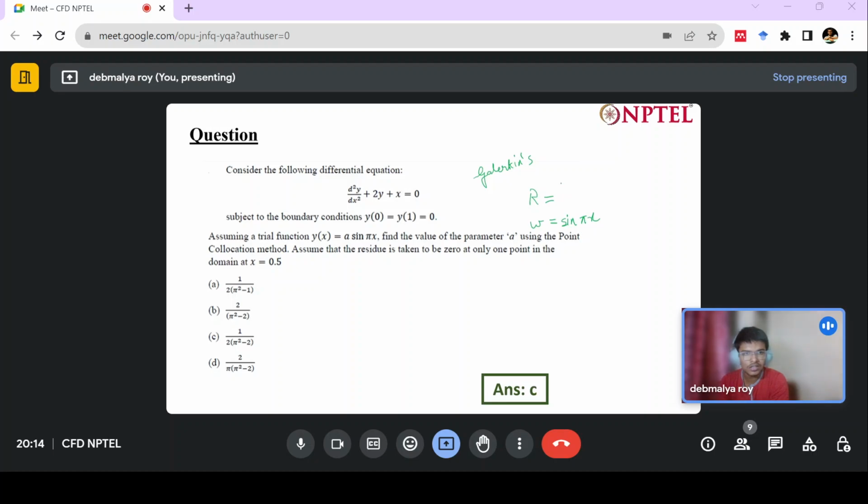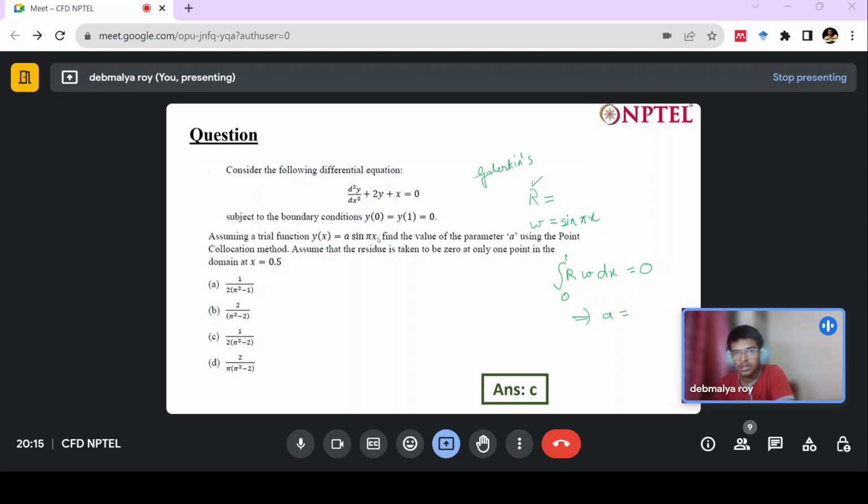So sine pi x is there, this r is there. So simply we will do r into this w dx over the entire domain 0 to 1, and set this equal to zero. Everything is known here, only a will be unknown, since a is inside this r. So from here you have to find the value of a, and if you find the value of a, you will get the approximate solution that you were looking for.